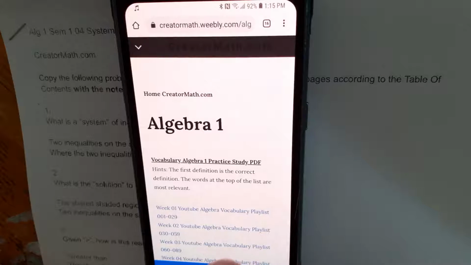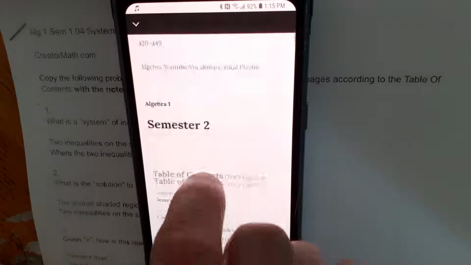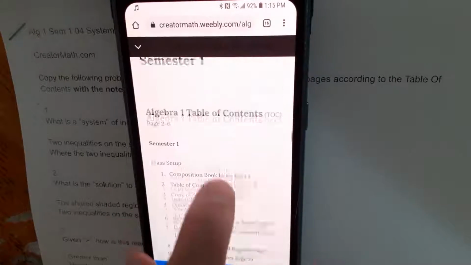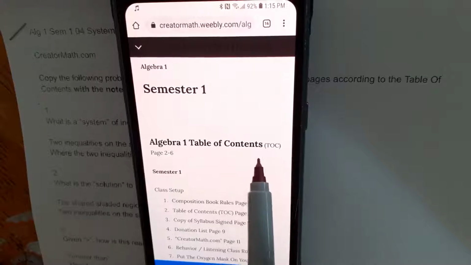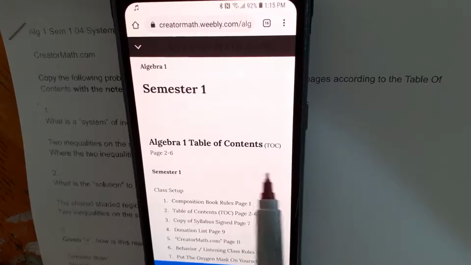Once you get to the tab of the class you're in, or the video we're making in this case, we're going to scroll to the appropriate semester. Right, for you, that's going to be the semester you're in. You will find the all-important table of contents, the TOC. The table of contents is to be written in its entirety on pages 2 through 6 of your composition book. It's about 3.5 pages long. It'll take you 30-40 minutes like me to write it in there, right?